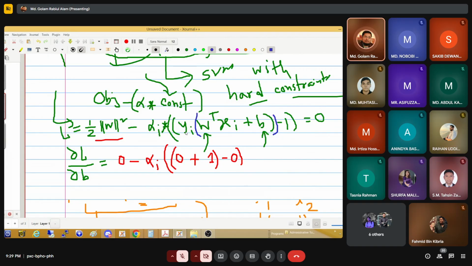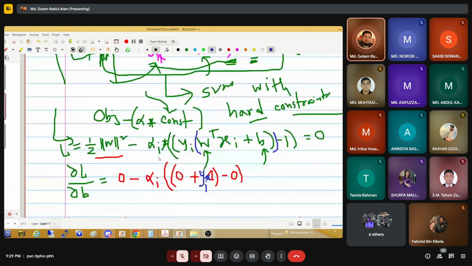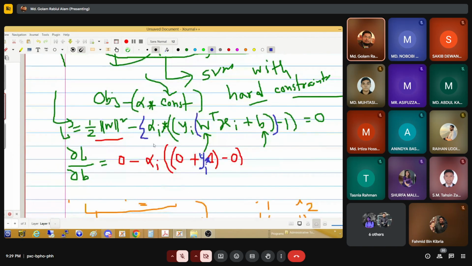For that case, this is y_i w transpose x_i, here is the b. So when we are taking the derivative with respect to b, it will be 1. But here is the y_i, so we will get 1 times y_i. And this y_i, we have to consider for all cases. That's why we have to add summation there.